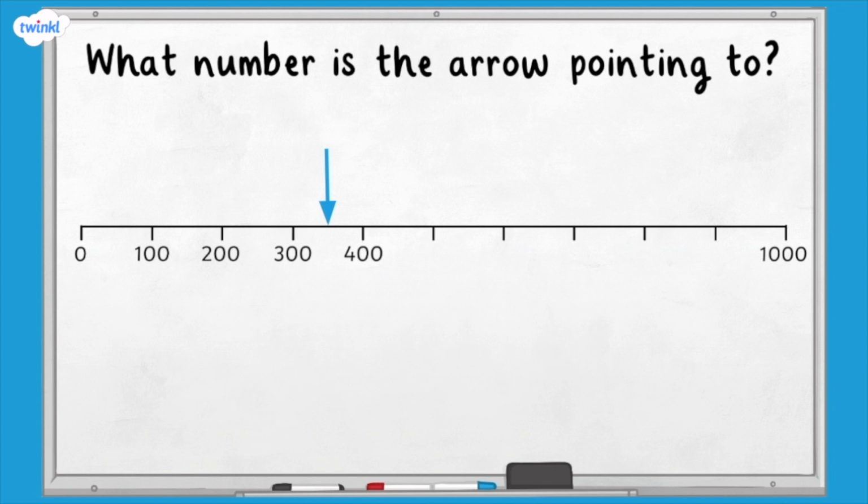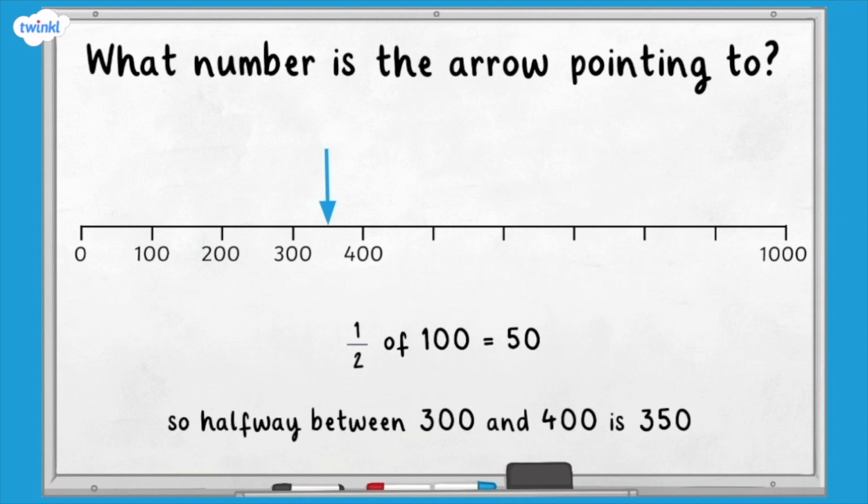There's 100 between 300 and 400, and half of 100 is 50. So halfway between 300 and 400 is 350. The arrow is approximately halfway between 300 and 400, so a good estimate would be that it is pointing to 350.